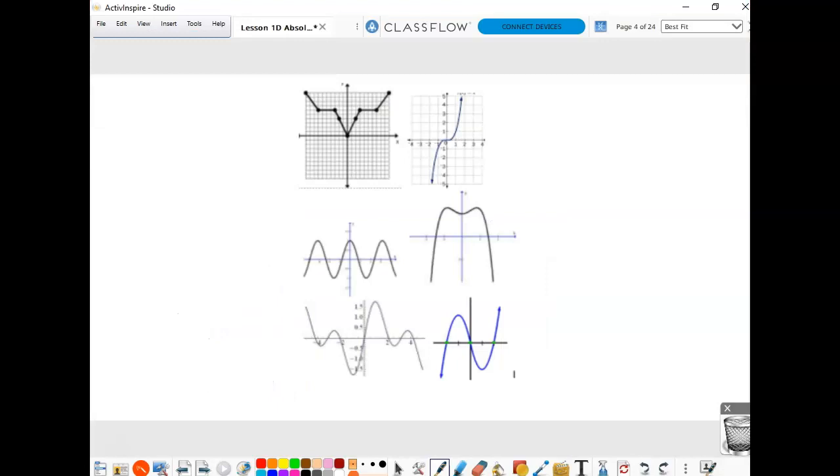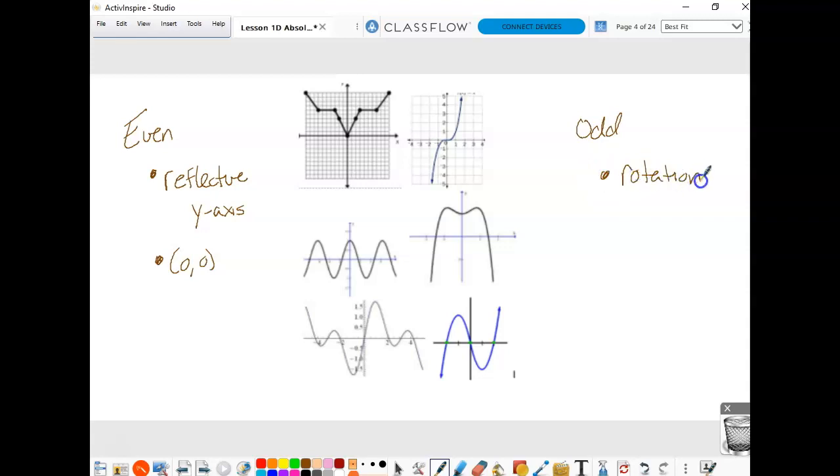All right, so to be an even graph, you must have reflective symmetry. And very specifically, it has to be reflective over the y-axis. And it has to go through the point 0, 0. To be an odd graph, it has to have rotation symmetry. And not just rotation, but rotation of 180 degrees. And it also has to go through the point 0, 0.